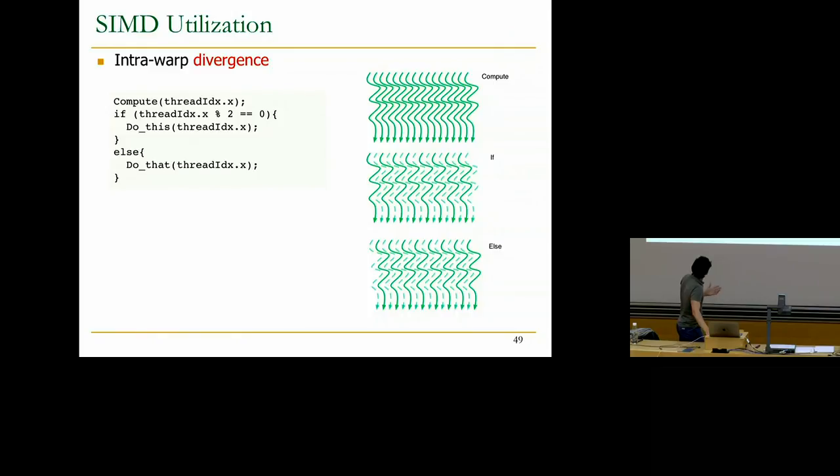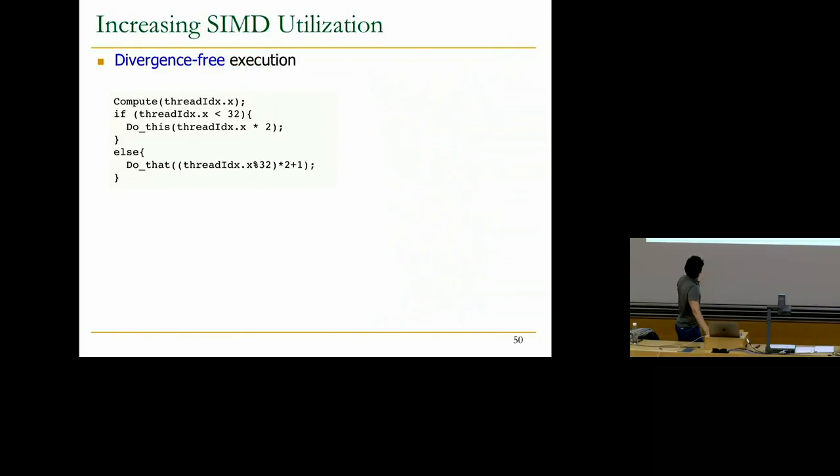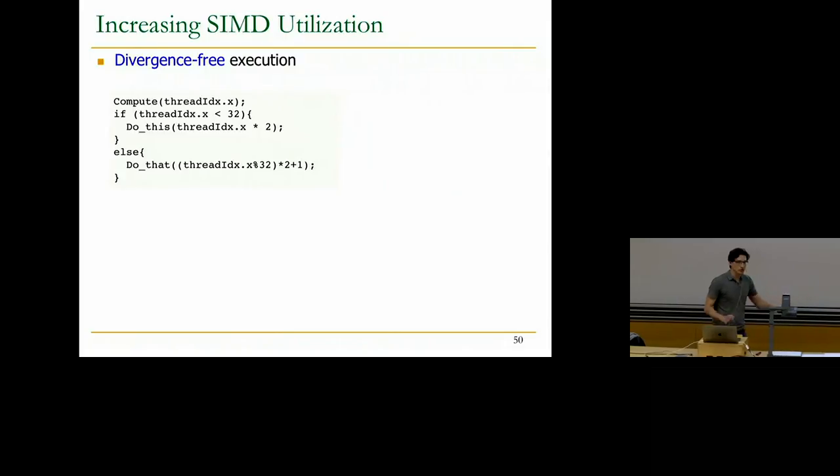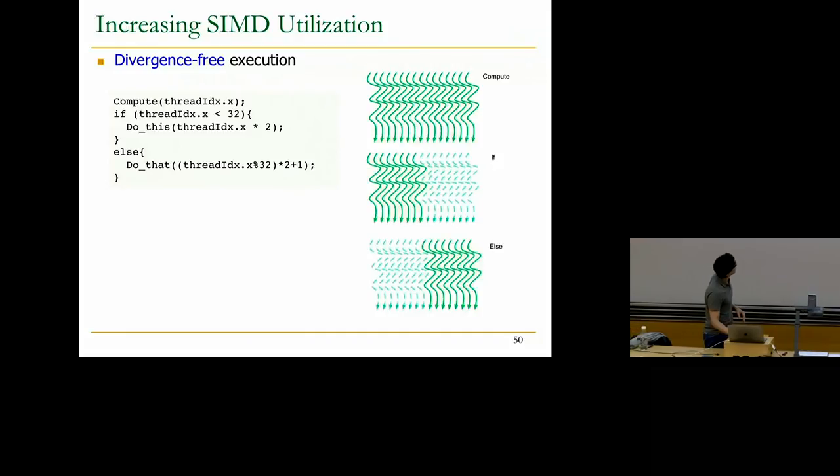So it might be, in some cases, easy and not so difficult to change the way we assign the threads to the computation. For example, instead of assigning even threads to do this and odd threads to do that, what we could do is something like this. We could tell threads with an index lower than 32 to do this. Those between 32 and 63 will do that. So this way, in the if, all the threads that are working belong to the same warp. In the else, all the threads that are working belong to the same warp.